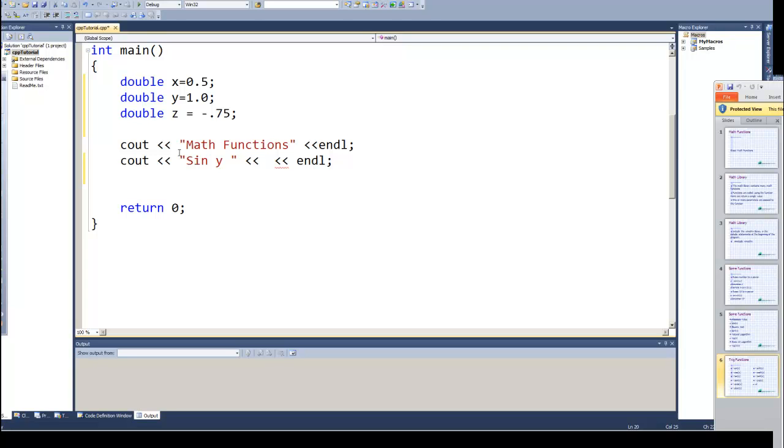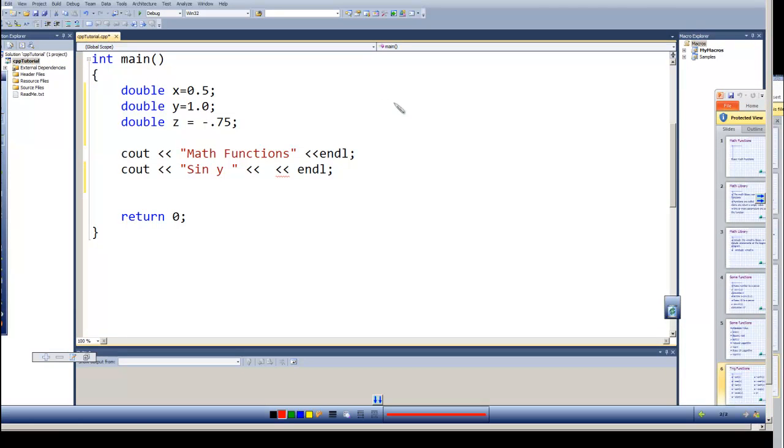The sine, cosine, and tangent functions, and actually all the trig functions, don't operate on degrees, but they operate on radians. So you have to have your value already in radians, or you need to convert your degrees to radians. So if your angle is already in degrees, you're going to need to convert those, and we'll see how to do that later on.